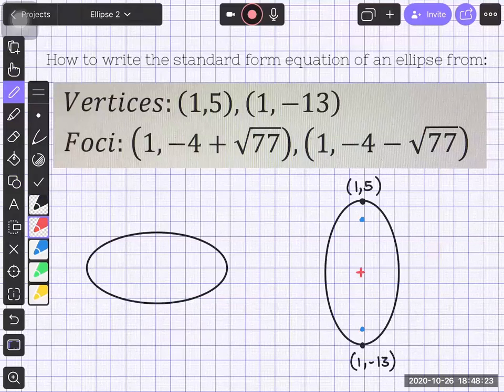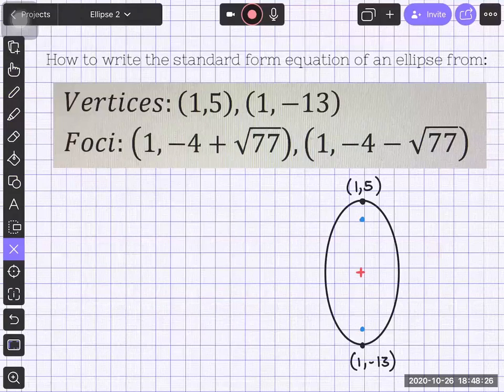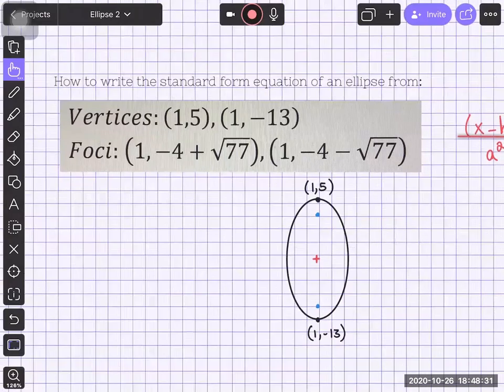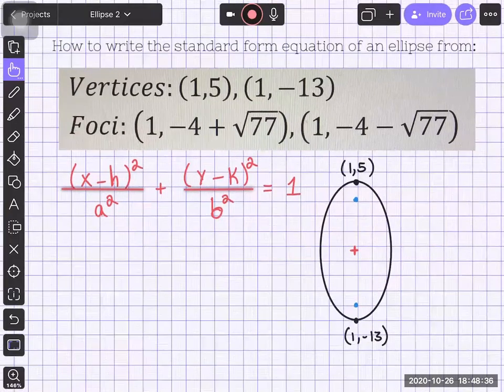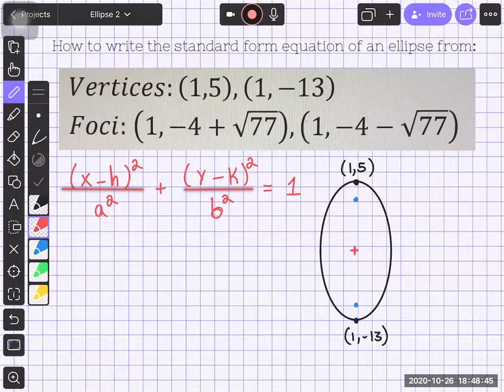So as we have determined that we're dealing with a vertical ellipse, let's focus on how to get the equation, and how to get all the variables. So we already have h. H is 1, again, because it is given to us by the vertices. And if you see, the foci also share the same value, so it only stands to reason that h has to be 1.